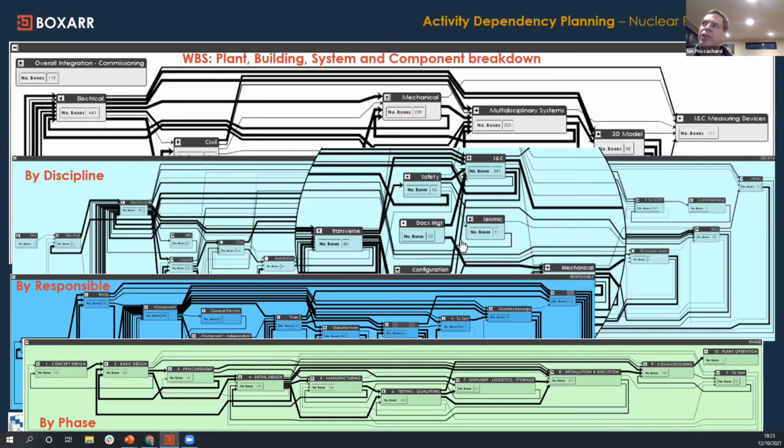Some other examples: nuclear power plant. This is a recent example, really working across multiple organizations, both the client operator, the main provider of the nuclear power plant, the supply chain involved, looking across discipline, across phase, across the work breakdown structure, really complicated mess. And I think that leads to one of the main challenges for this community: how do we elicit this in a really good way?